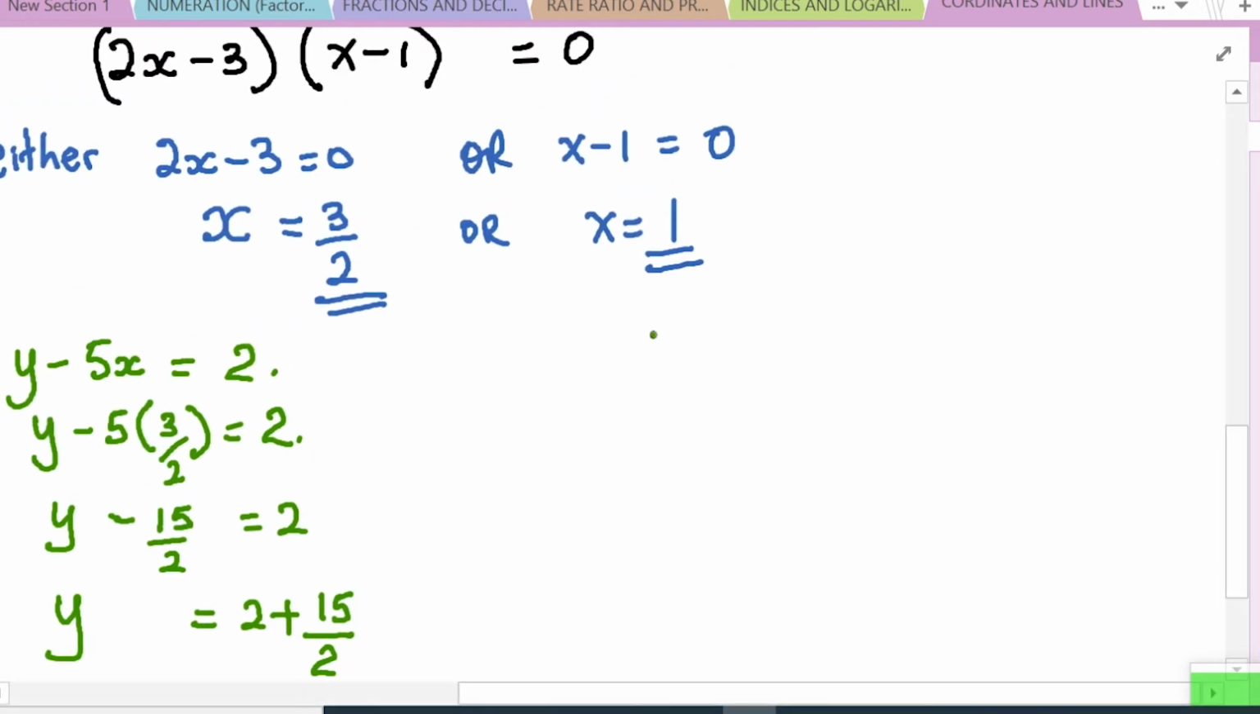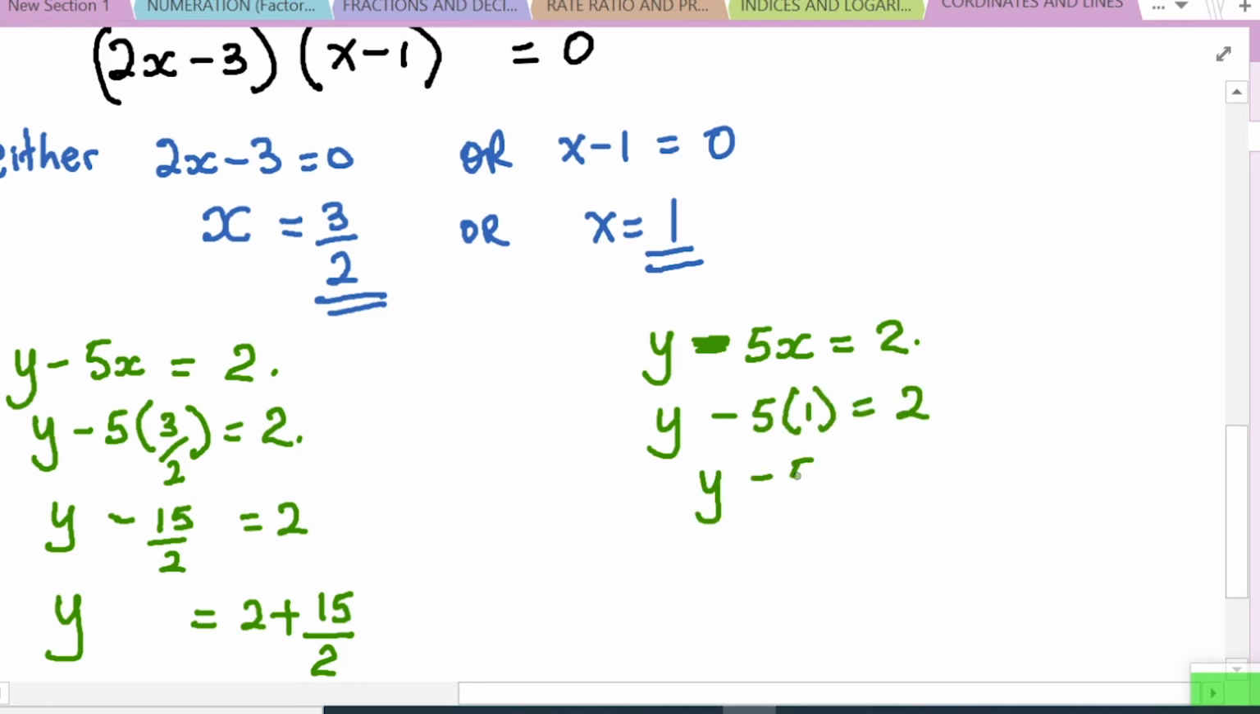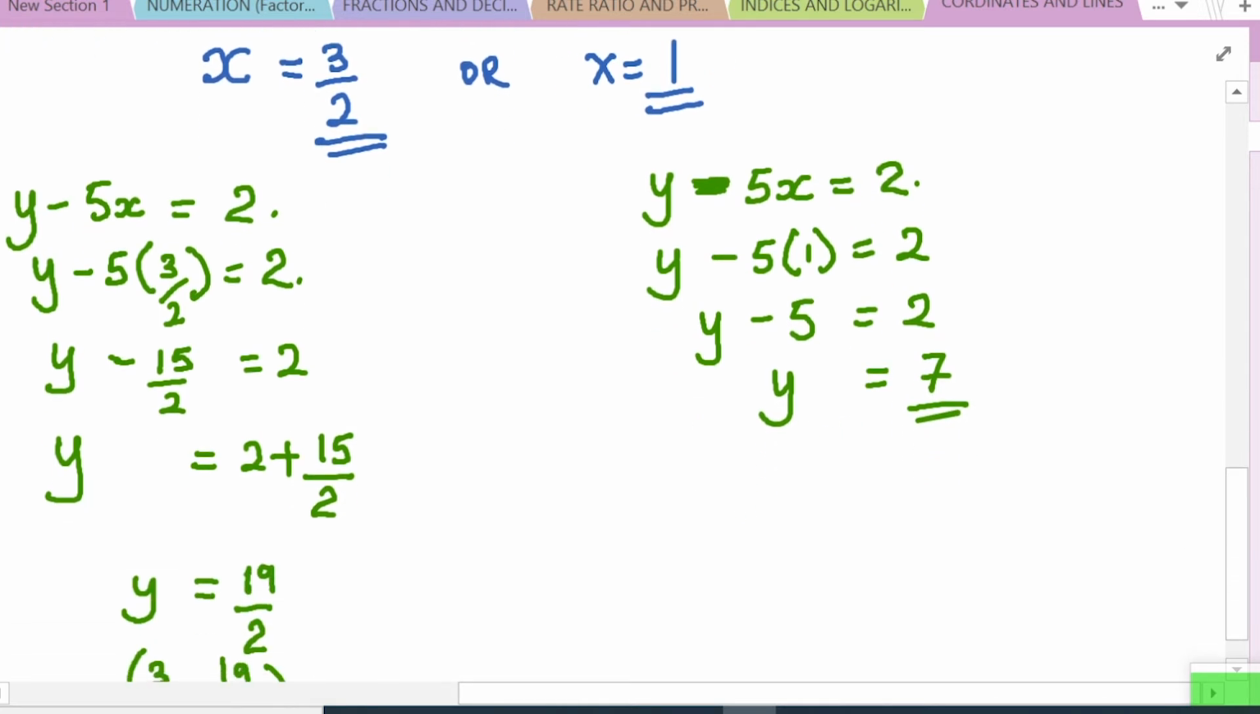So we shall come here and say that y minus 5x is equal to 2. So it is y minus 5 times x, which is 1, is equal to 2. This gives us y minus 5 is equal to 2. So y is given by 2 plus 5, that is 7. So that means that the other point of intersection is (1, 7).